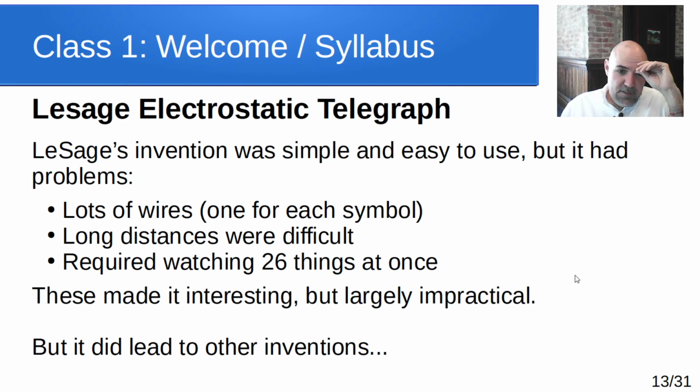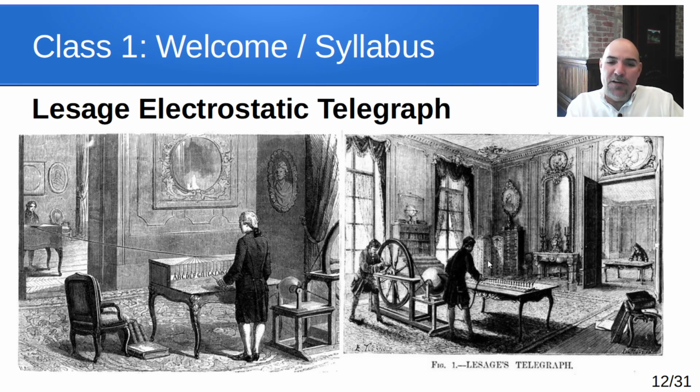So his electrostatic telegraph inventions were interesting, but they were largely impractical. So it was an interesting but largely impractical invention. But it did lead to this concept that you could use electricity to communicate information from one place to another place. And actually, to show how impractical it was, you can kind of see here, I'm going to communicate a message from this room to this other room. And maybe they could close the doors and run the wire underneath the door, but it's really not something that you'd want to go from, I don't know, Paris to London easily. It's not going to work.